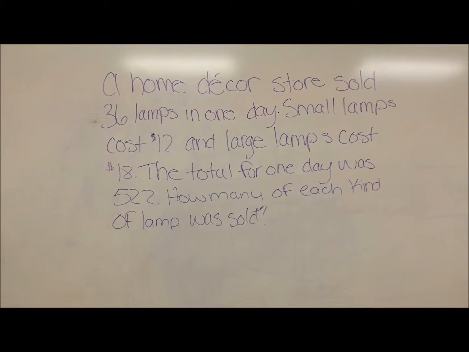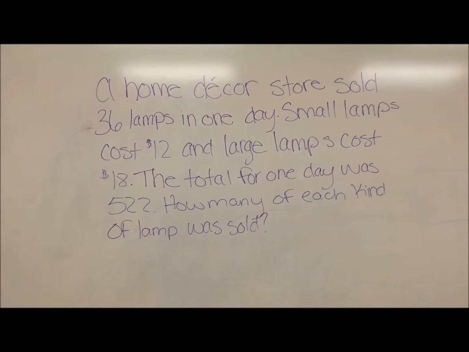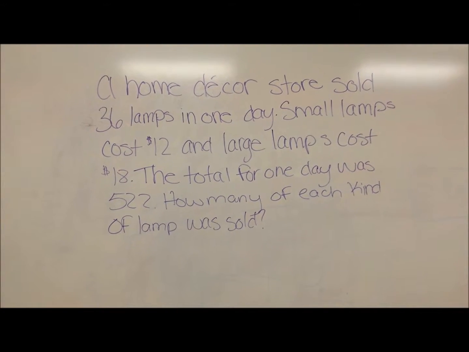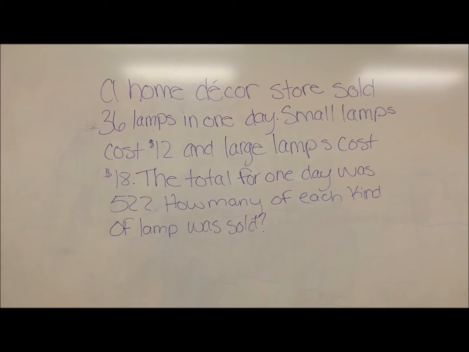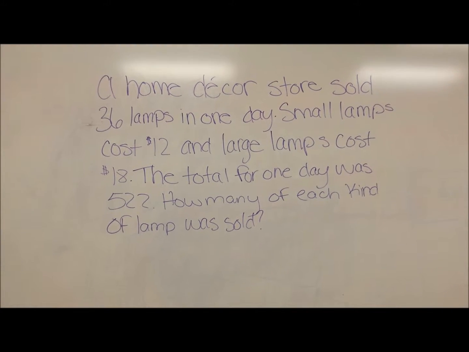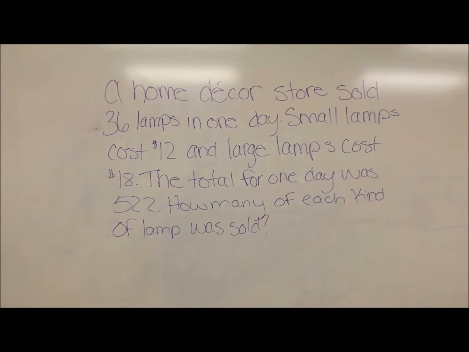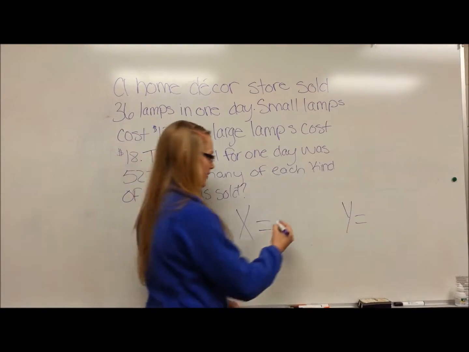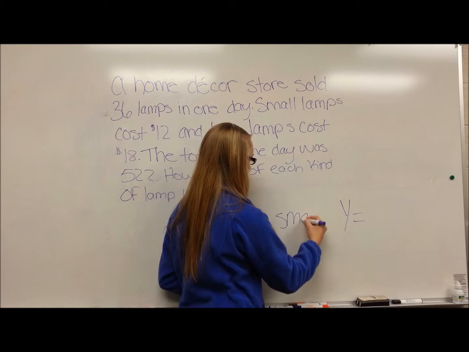A home decor store sold 36 lamps in one day. Small lamps cost $12 and large lamps cost $18. The total for the one day was $522. How many of each kind of lamp was sold? First you have to define the variables. X would be small and Y would be large.